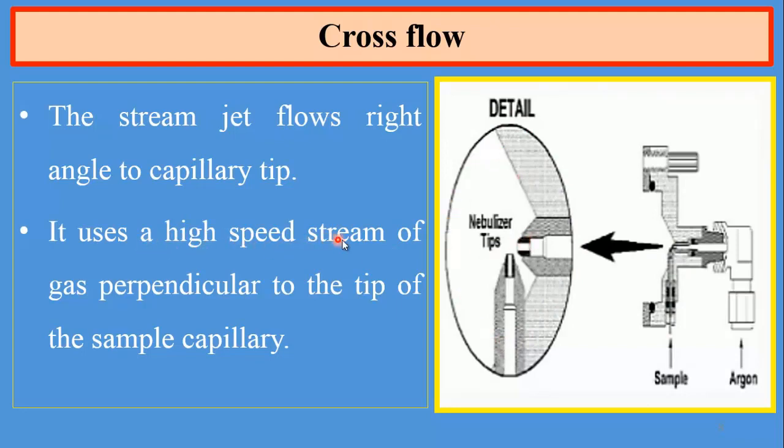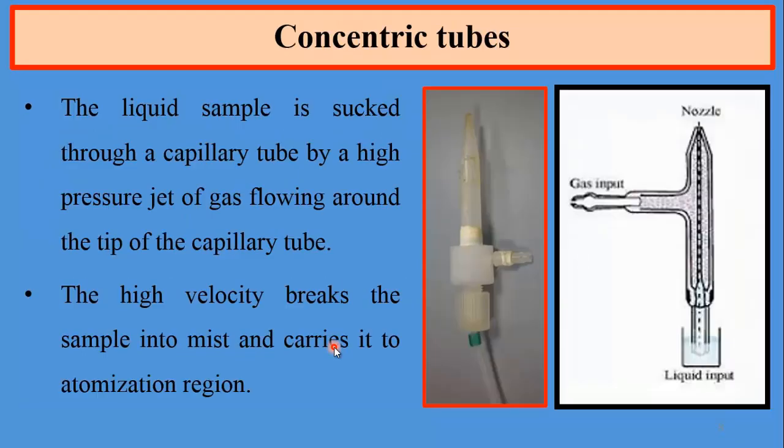It uses a high-speed stream of gas perpendicular to the tip of the sample capillary for the formation of a mist or tiny droplets. Concentric tube is also used for this purpose. The liquid sample is sucked through a capillary tube by a high pressure jet of gas flowing around the tip of the capillary tube. So this is the sample and this is the gas. It will suck the sample by capillary action and go to the atomizer. This is also the diagram of a concentric nebulizer. The high velocity breaks the sample into mist and carries it to the atomization region.